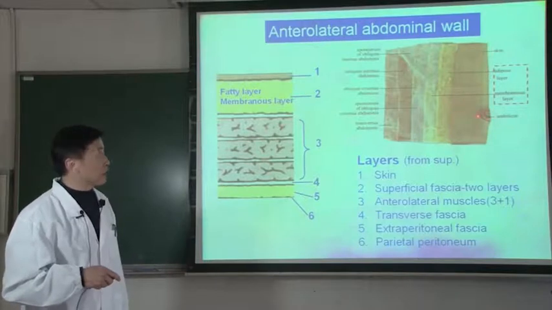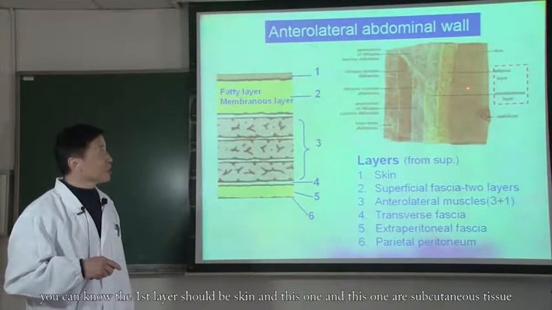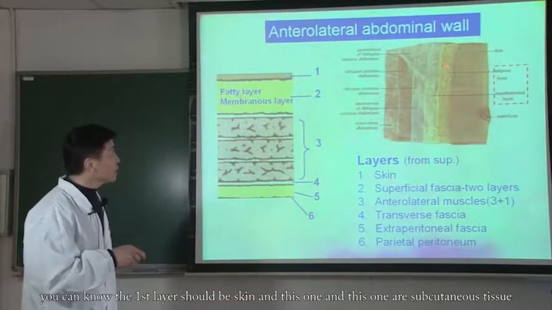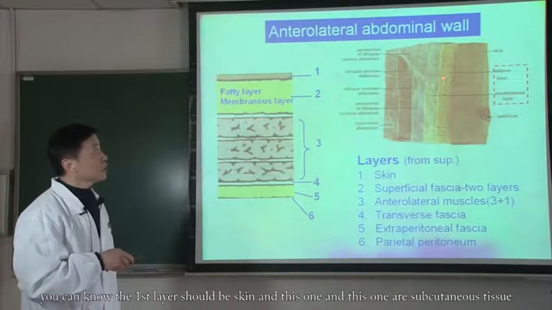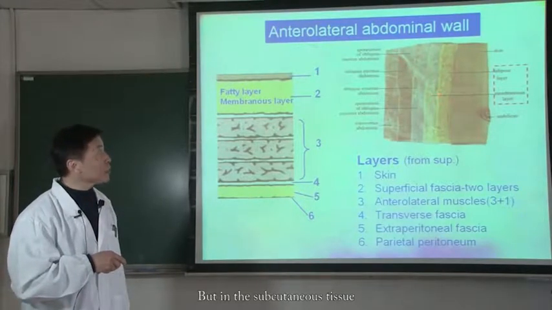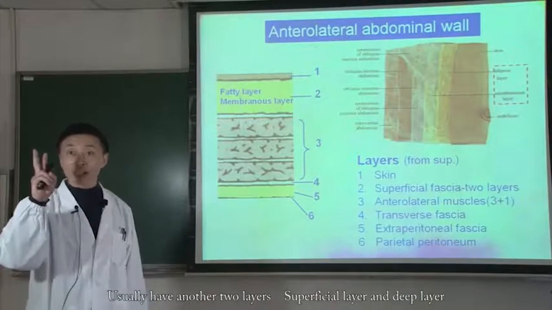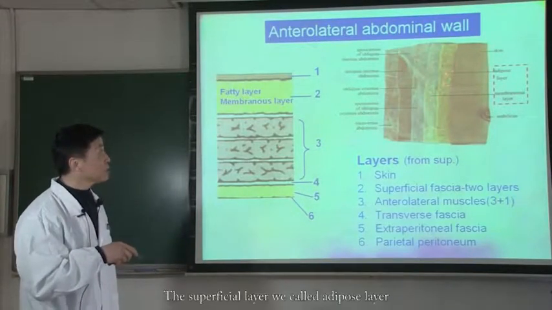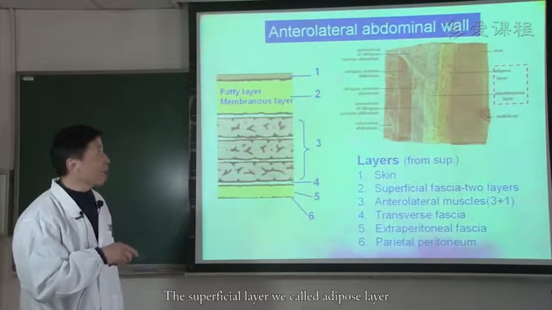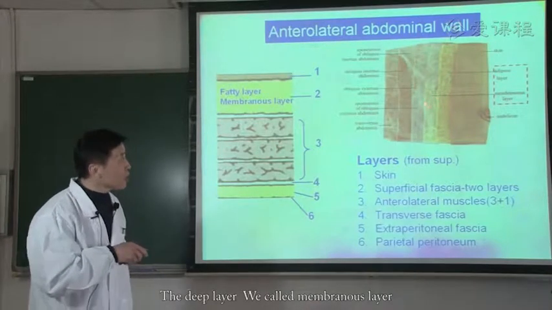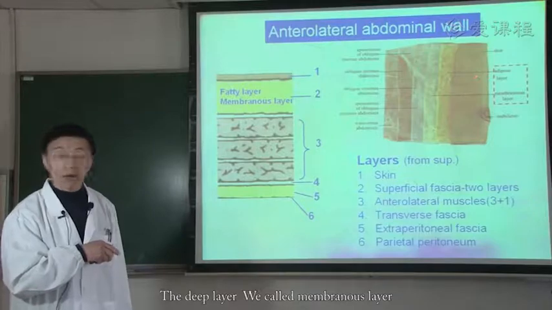Here is the specimen. You can know the first layer should be skin. This one and this one should be subcutaneous tissue. But in the subcutaneous tissue, usually there are another two layers, a superficial layer and a deep layer. The superficial layer we call the adipose layer. The deep layer we call the membranous layer.